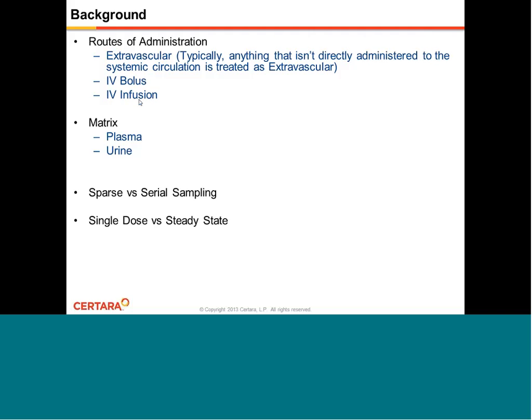Sample matrices that can be analyzed include the blood plasma as well as urine. The non-compartmental analysis supports sparse sampling or serial sampling and can also handle single dose or multiple dose steady state studies.